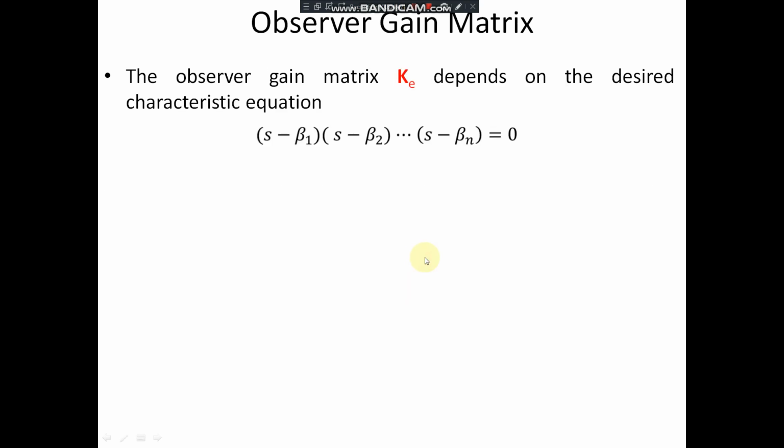The observer gain matrix Ke depends on the desired characteristic equation, that is (s minus beta 1)(s minus beta 2) up to (s minus beta n) equal to 0.